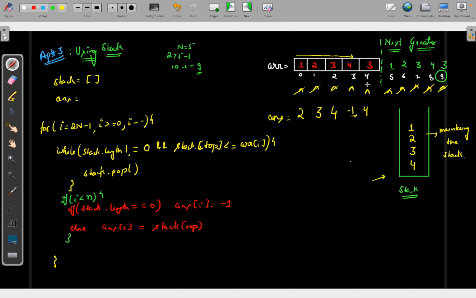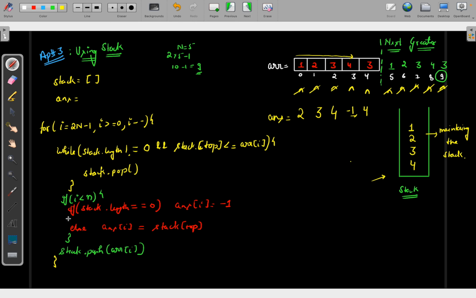Then I will follow this. And again, before moving here, I will simply do stack.push(array[i]). So before the push, this is how I will be able to solve this problem very easily. You can see we are filling only when we have actual elements.